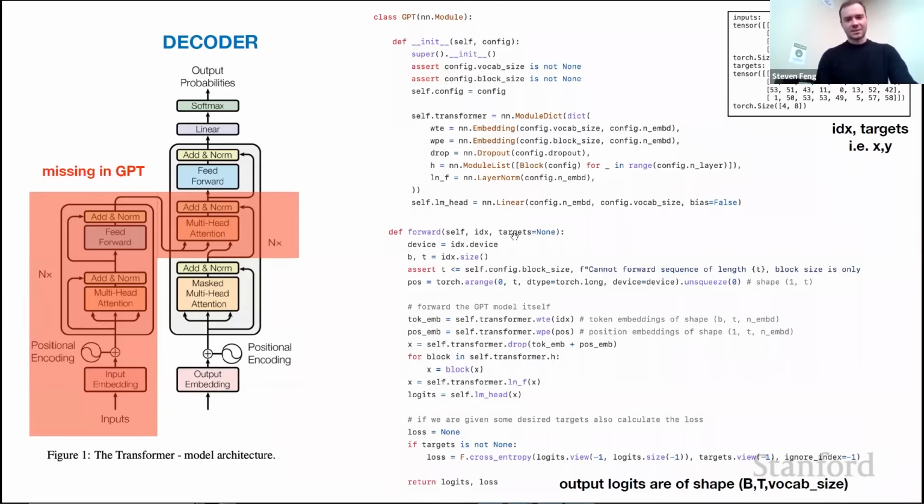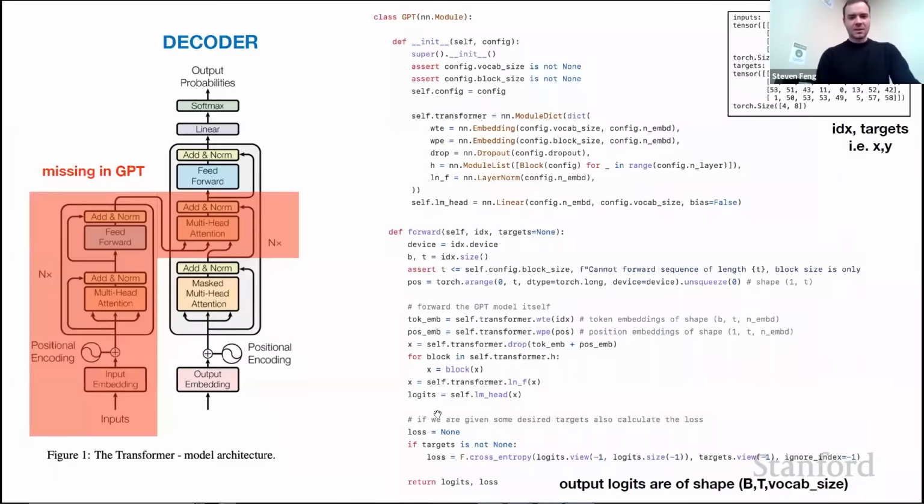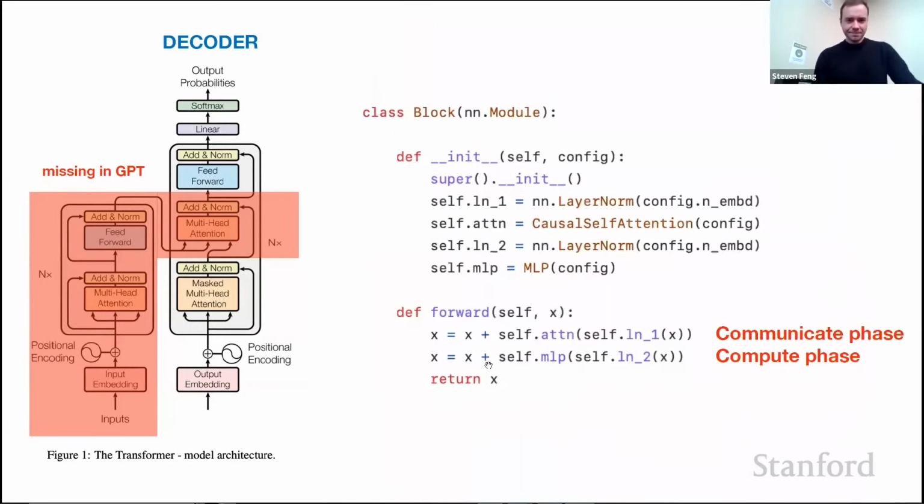And then if we have the targets, which we produced in the data loader, and you'll notice that the targets are just the inputs offset by 1 in time, then those targets feed into a cross entropy loss. So this is just a negative log likelihood, a typical classification loss. So now let's drill into what's here in the blocks.